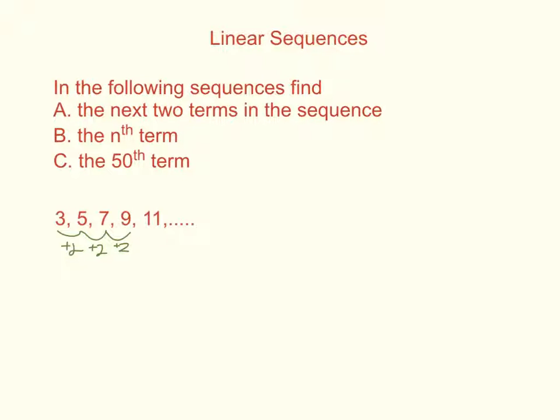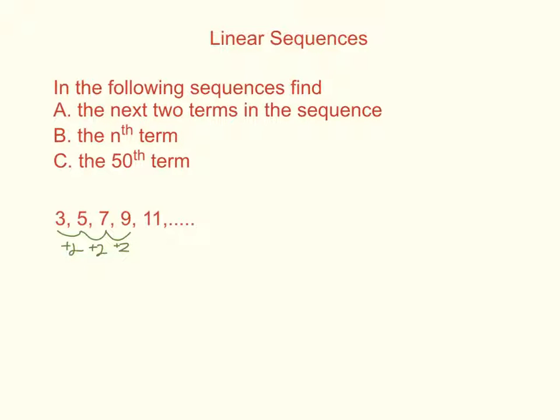Okay, so that's a linear sequence. If we were to plot this on a graph, we will get a straight line, so we call it a linear sequence. So let's not get ourselves bogged down too much with that. Let's look at what we're required to do. In the sequences, we need to find three things. First of all, find the next two terms in the sequence, which is fine, that's easy to do. Find the nth term. The nth term is the formula that makes the sequence work. And last of all, we need to find the 50th term in the sequence.